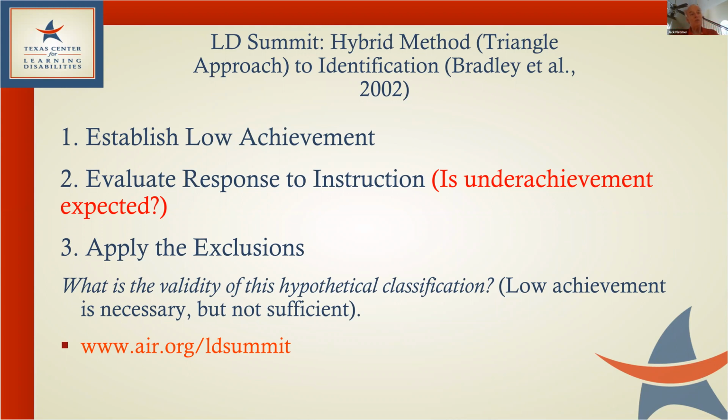And then it said that you should apply what are called the exclusionary criteria, which means that you demonstrate that it's not due to another contraindicative condition, disorder, contextual condition, and so on. And you can still find this at this website right here. The importance here is that low achievement is necessary, but it's not sufficient to identify somebody with a learning disability. So what's the validity of this hypothetical classification?